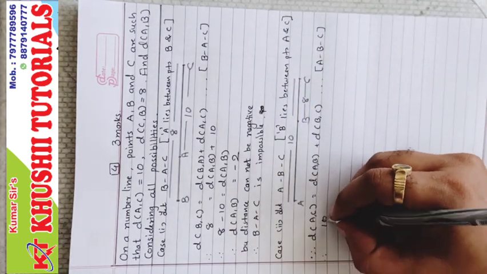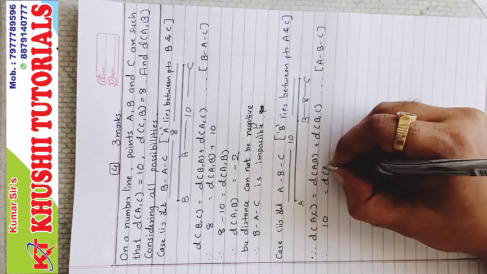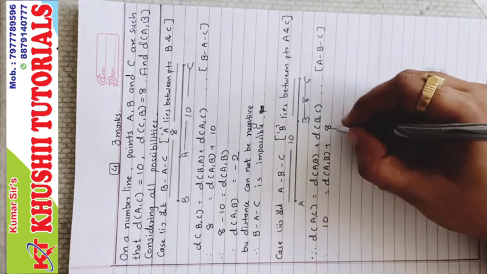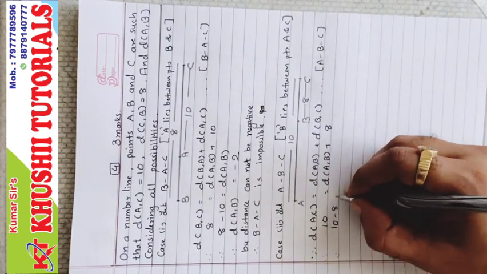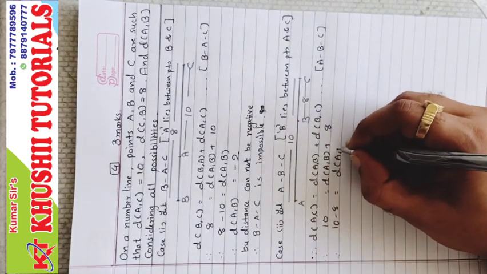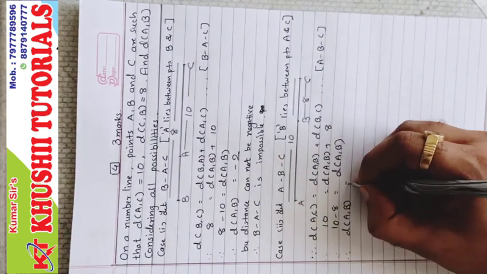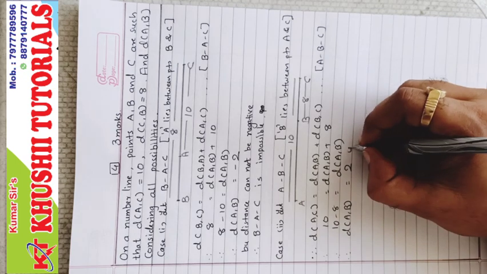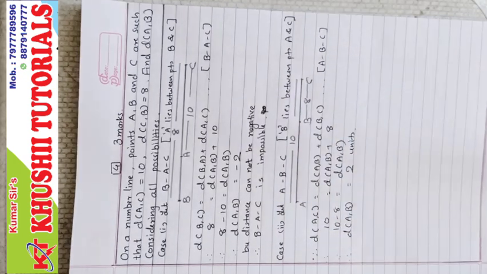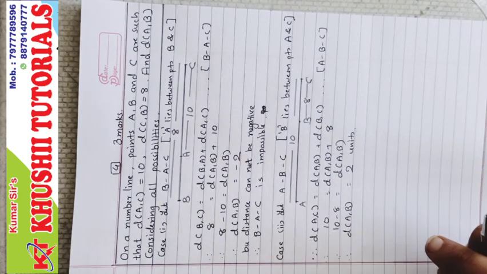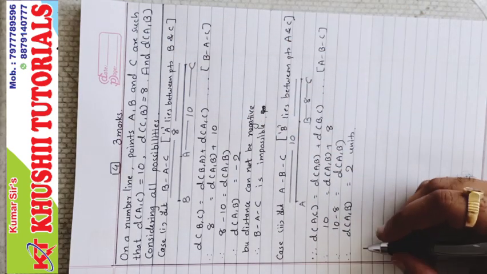AC is 10, distance of AB we don't know, distance of BC is 8, 8 will come on this side, 10 minus 8 will be distance of AB. Therefore distance of AB equals 2 units, which is possible. So yes, this is possible. So distance of AB can be 2.